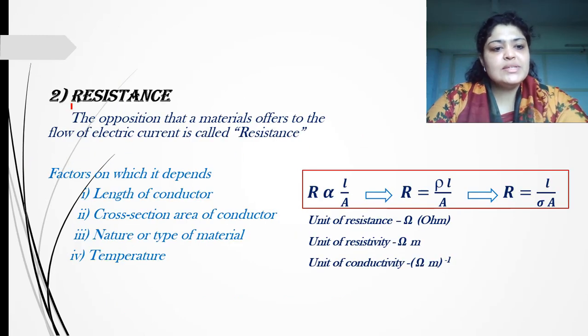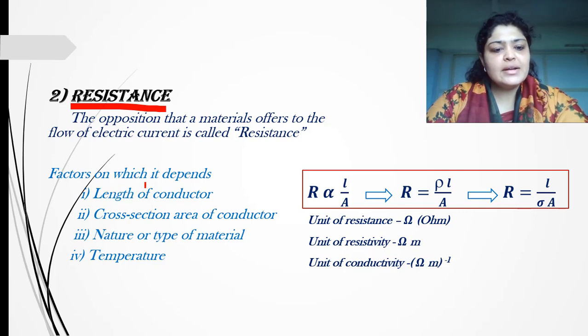Next, we are going to study resistance. What is resistance? Resistance basically is opposition. Opposition to what? It is the opposition which a material offers to the flow of electric current. So basically the opposition which a material offers to the flow of electric current is resistance. You can say it is the property by which the current flow is restricted or opposed.